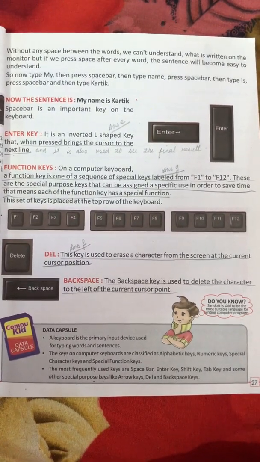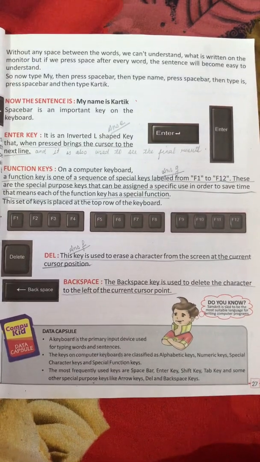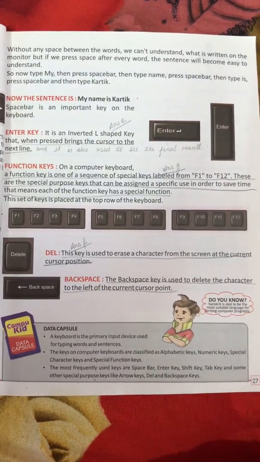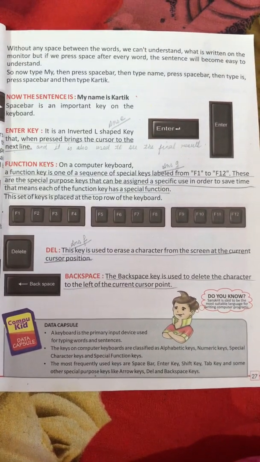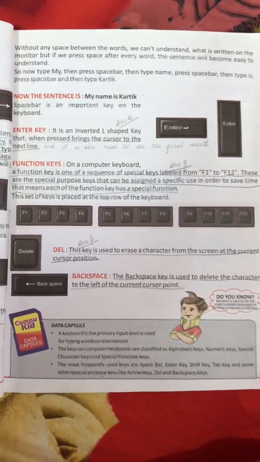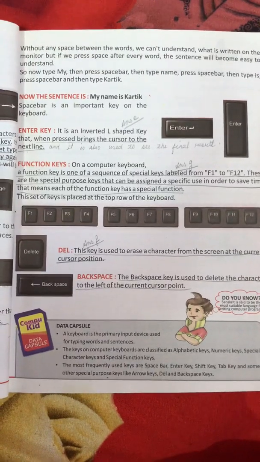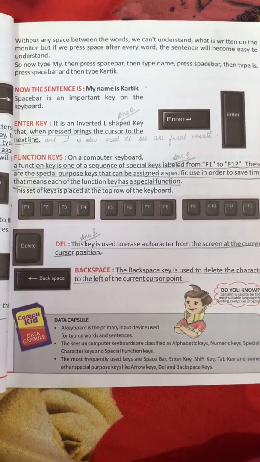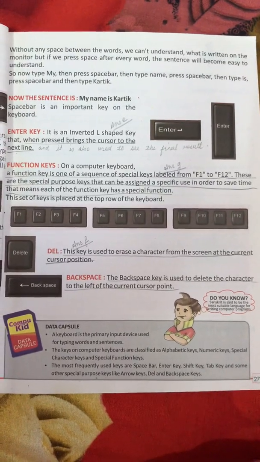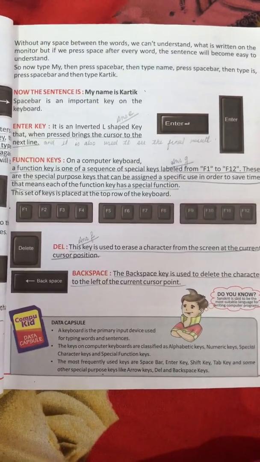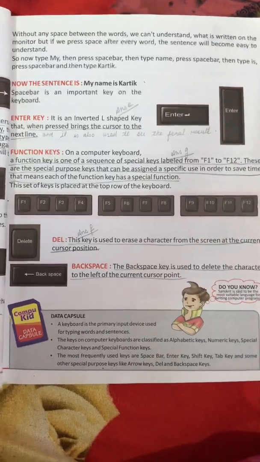So now type my, then press the space bar, then type name, then press the space bar, then type is, then again press the space bar, and then type Karthik. Now the sentence is my name is Karthik, which is now easily readable and understandable too. So it is a very important key on the keyboard.